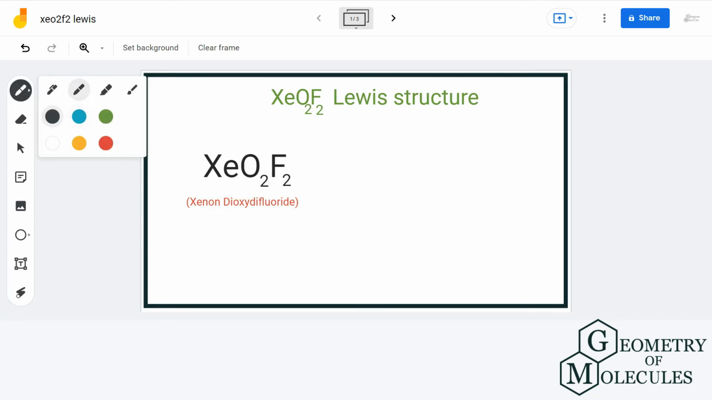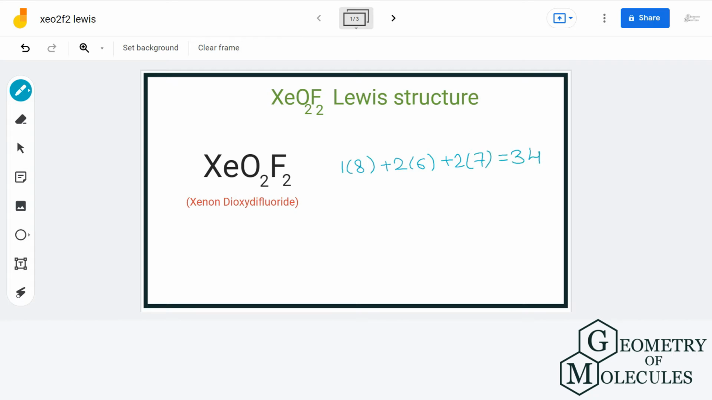For drawing the Lewis structure, let us count the total number of valence electrons. We have one xenon atom having 8 valence electrons, 2 oxygen atoms having 6 valence electrons, and 2 fluorine atoms having 7 valence electrons. Now that gives us a total of 34 valence electrons. Let us see the arrangement of atoms. We will put xenon in the center and arrange fluorine and oxygen atoms around it somewhat like this.